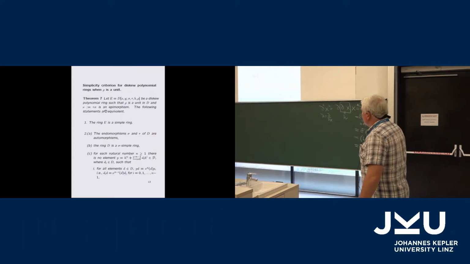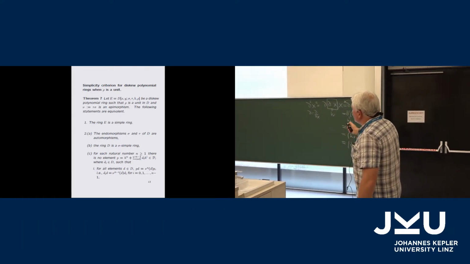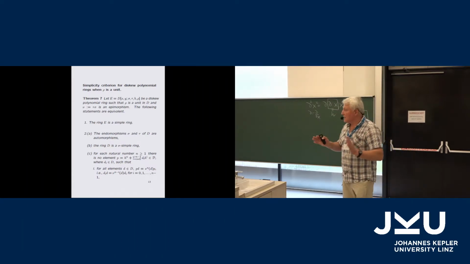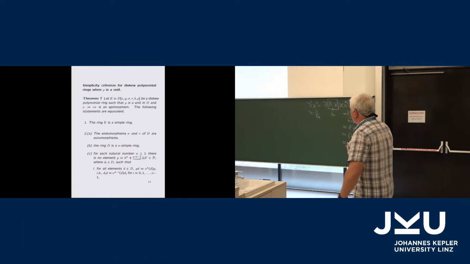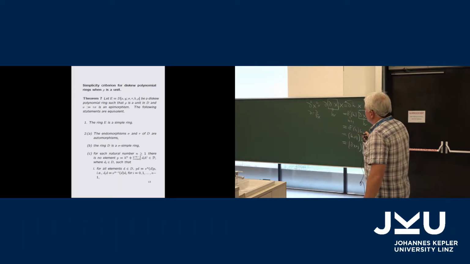Now we come to the simplicity criteria. This is a general simplicity criterion, so let me start with the general one. E is a skew polynomial ring, rho is a unit, and nu is the product of these two, and we assume this is an epimorphism.